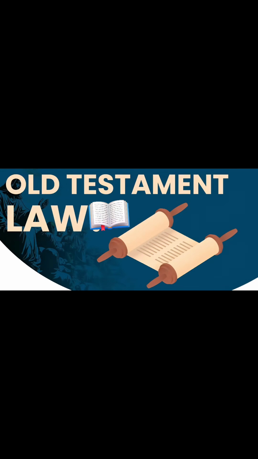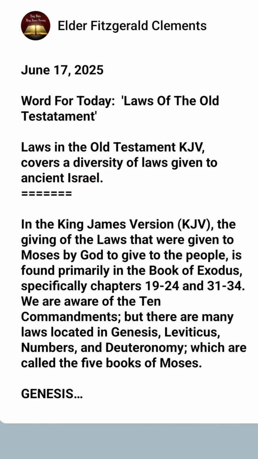June 17, 2025. Word for today, Laws of the Old Testament. Laws in the Old Testament KJV, King James Version, covers a diversity of laws given to ancient Israel. In the King James Version, the laws that were given to Moses by God to give to the people are found primarily in the book of Exodus, specifically chapters 19 through 24, and also the 31st chapter and the 34th chapter.